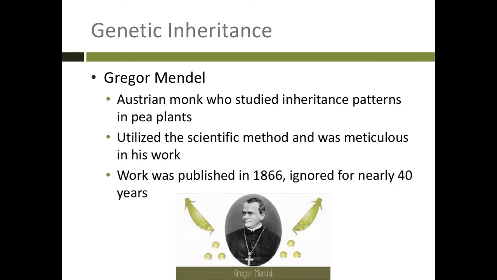Gregor Mendel was an Austrian monk who studied inheritance in pea plants. His work was published in 1866, but no one took notice of it for almost 40 years. Mendel died in 1884 before he received any accolades for his tremendous contributions to science. Mendel is now known as the father of modern genetics.